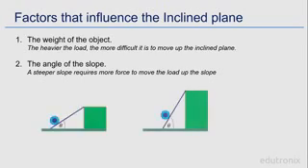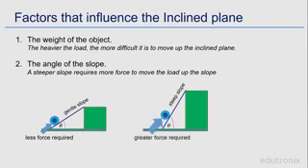The illustration below depicts the second factor that we are discussing. You can see that in the first setup, the angle created by the inclined plane is less steep than that of the second setup. It means we have a gentle slope for the first setup, and we have a steep slope for the second setup. For the gentle slope, we require less effort or force to move the load up to the higher height. However, for the steep slope, we require greater force to move the load up to the higher height.